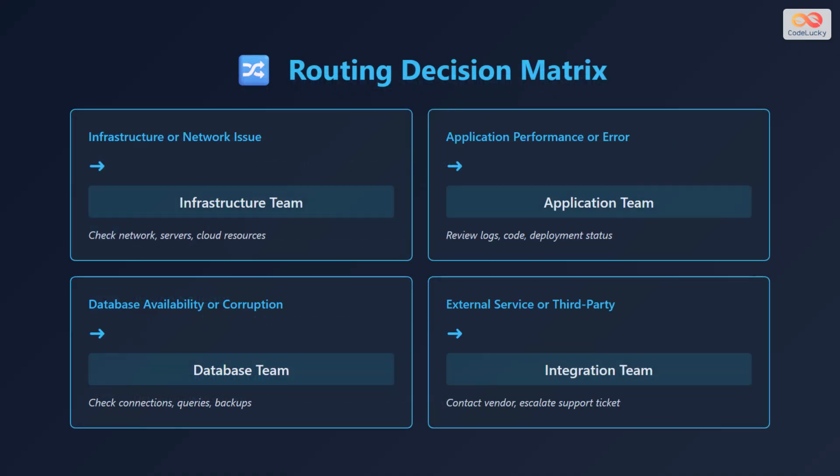Once you've assessed the incident, you need to route it to the correct team. If it's an infrastructure or network issue, route it to the infrastructure team who will check networks, servers, and cloud resources. If it's an application performance or error issue, route it to the application team who will review logs, code, and deployment status. If it's a database availability or corruption issue, route it to the database team who will check connections, queries, and backups. If it involves an external service or third-party system, route it to the integration team who will contact the vendor or escalate a support ticket.